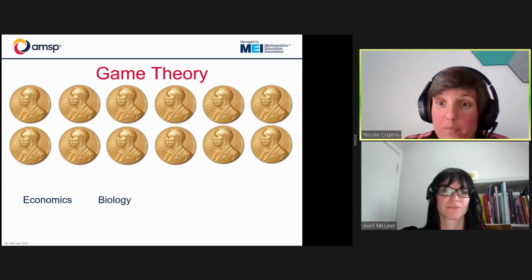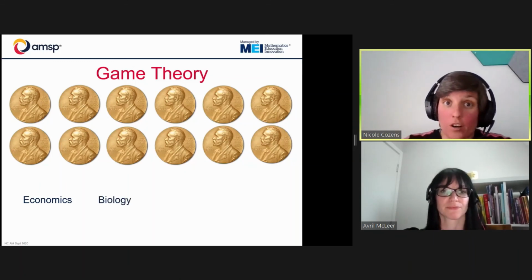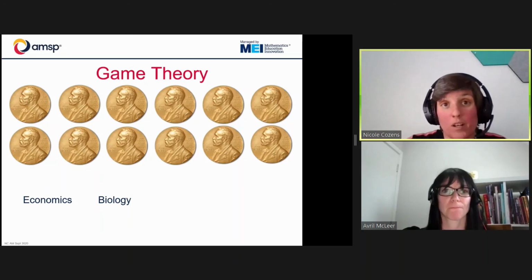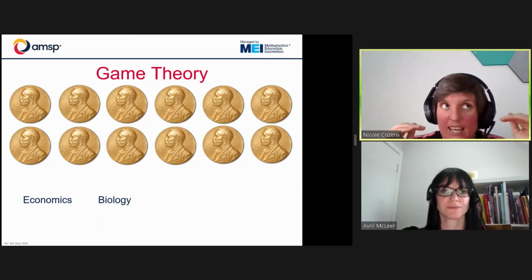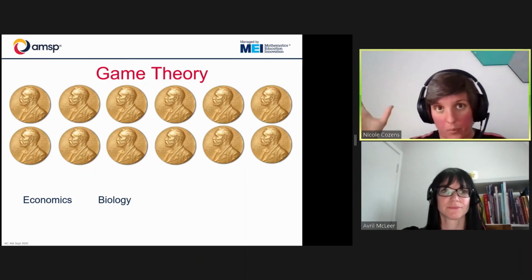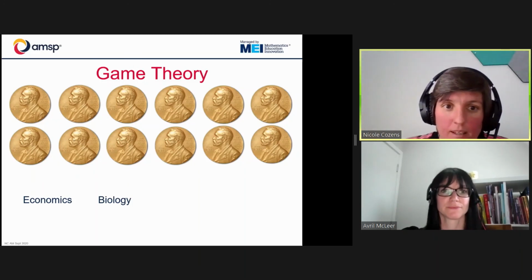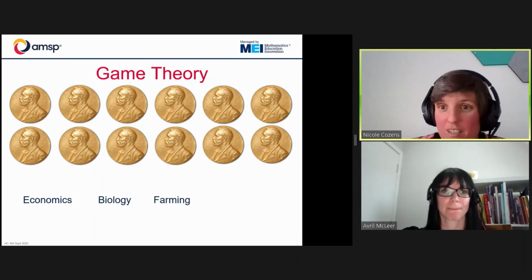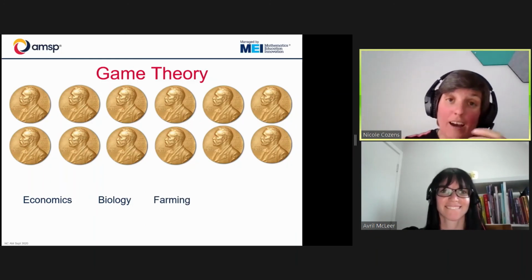It's also used in biology. So building on from Darwin's theory of evolution, when we're looking at how species evolve and how they have sort of reached that peak efficiency, again, you would use game theory to have a look at how you know that the species is effectively done and going, yep, I'm now brilliant. It's used in farming. So farmers use game theory, which I just found fascinating, when they look at crops and how crops are rotated.